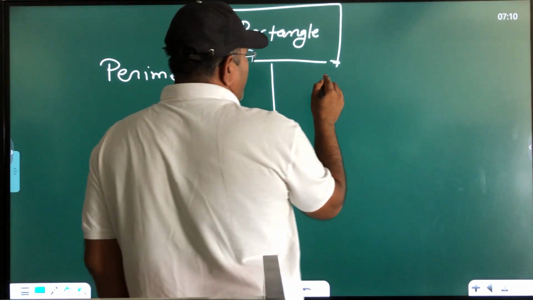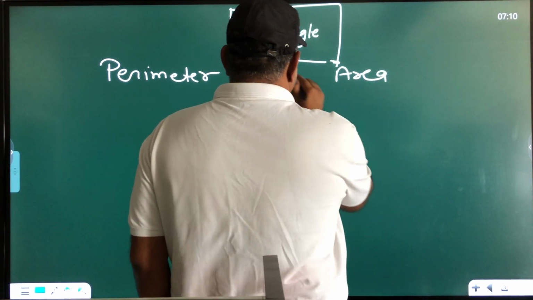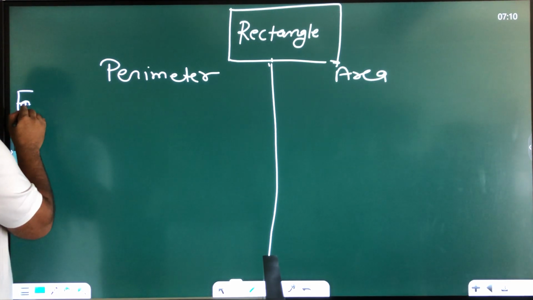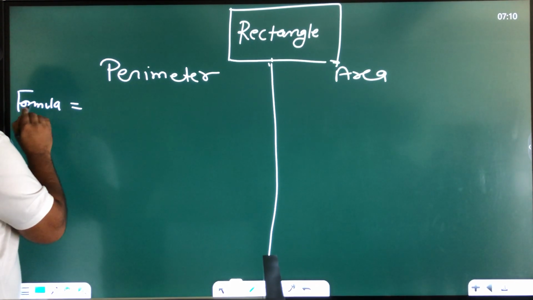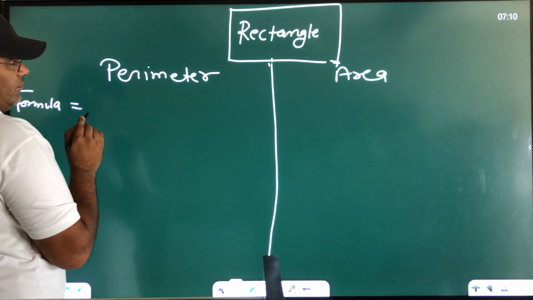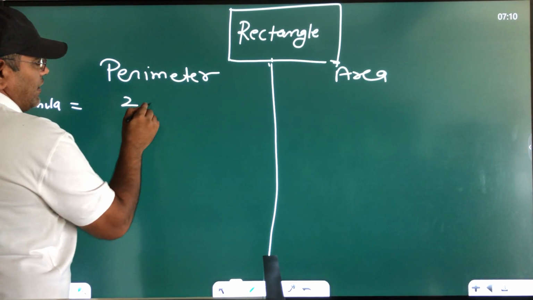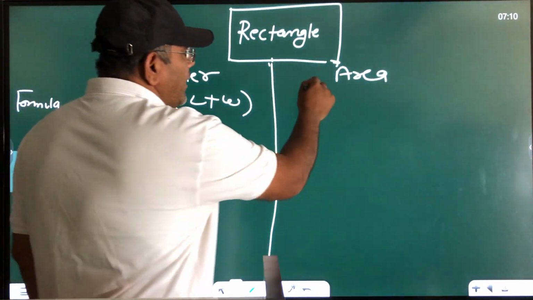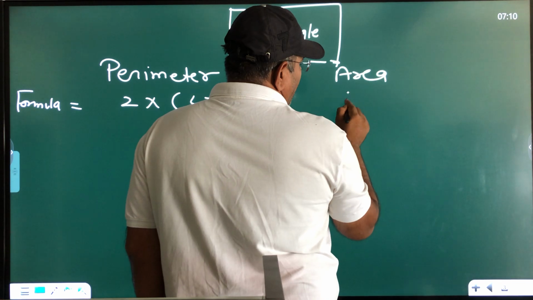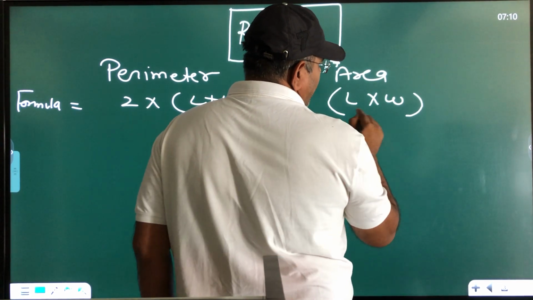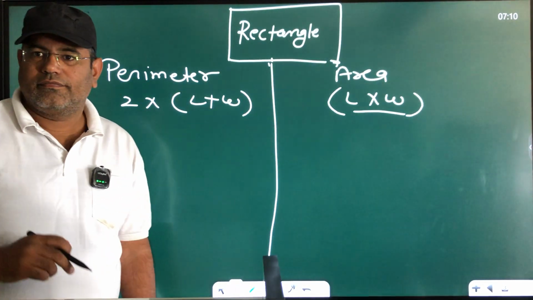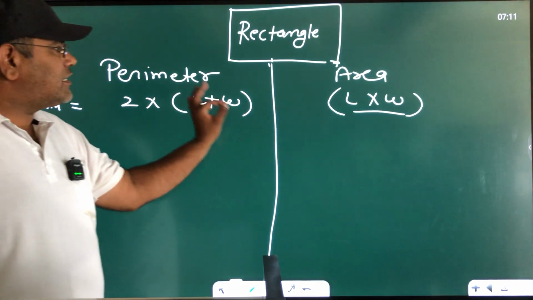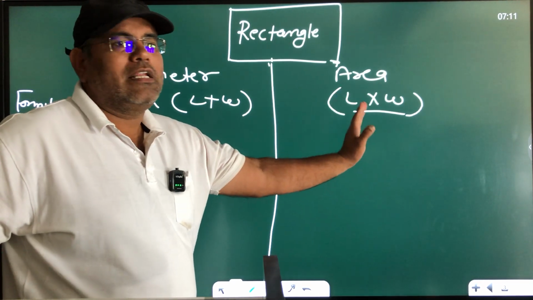So guys, I write here area and perimeter. First of all, I write here the formula. The formula of perimeter of a rectangle is 2 multiply (L plus W), and area of a rectangle is L multiply W only. Perimeter of rectangle is 2 multiply (L plus W). Area of rectangle is L multiply W.